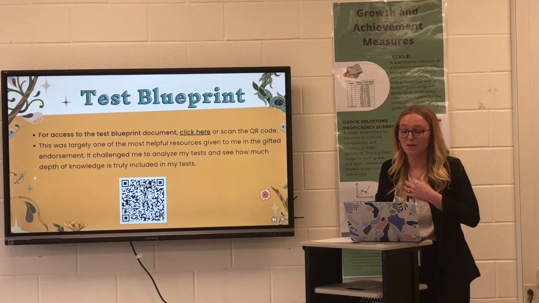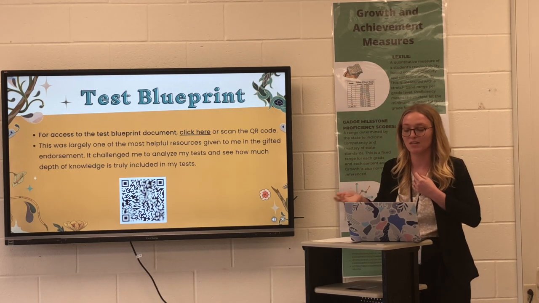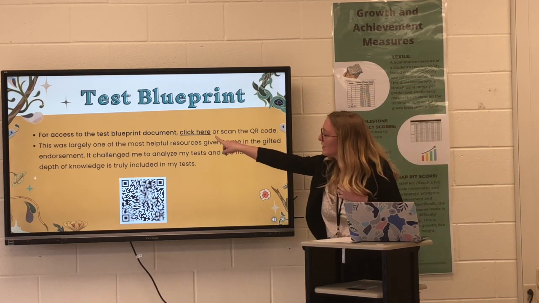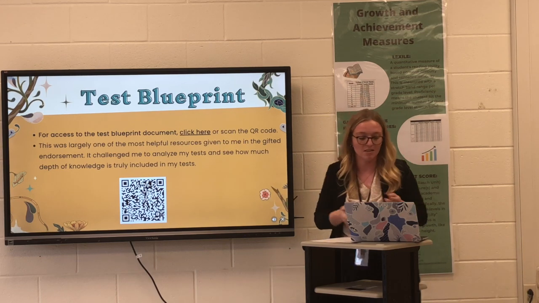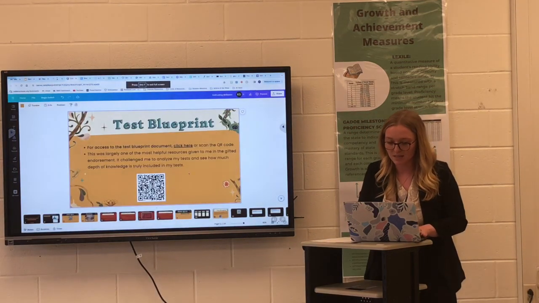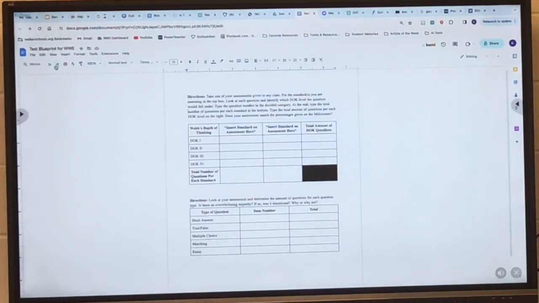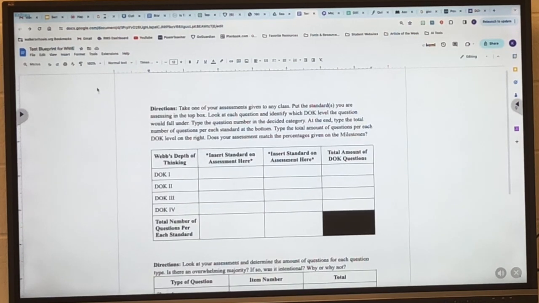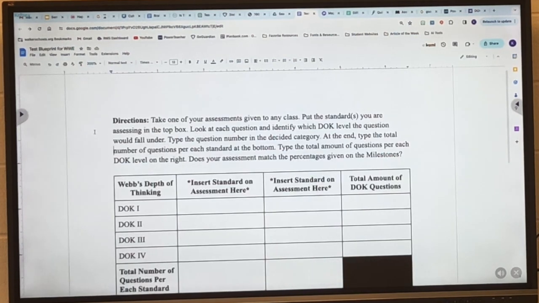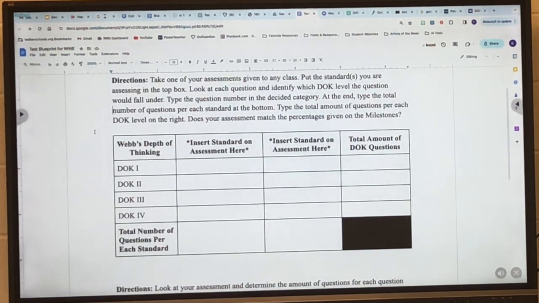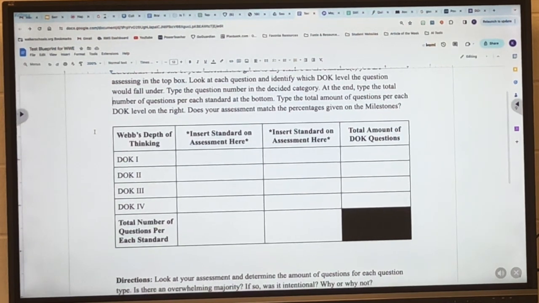So when I share this presentation, you can choose to click here, or you can scan the QR code and go mobile, but this is what it's going to take you to. And I just want to challenge you to fill this out for just one of your assessments. If you take one of your assessments and fill this out, I'm just curious if you had the same type of reaction that I did.